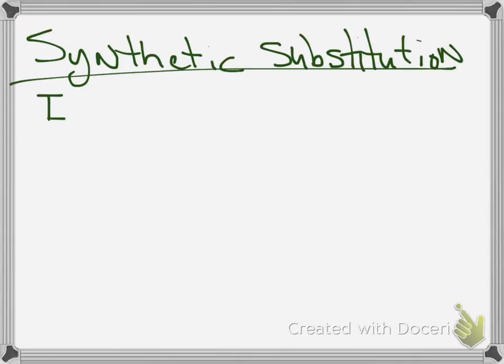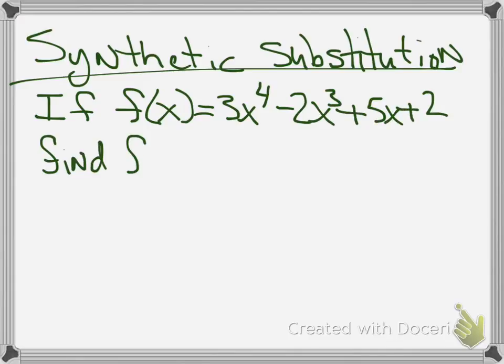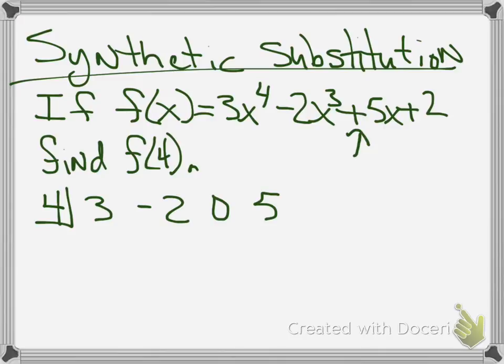For example, if we have a function that states 3x to the fourth minus 2x cubed plus 5x plus 2, find f of 4. Well, okay, yes, I know, you could plug the 4 in place of the x and find the answer. But you could also set it up like a synthetic division. Notice, one, I'm putting a 0 because I'm skipping the x squared, and two, I did not change the sign of whatever's in there under the parentheses. It will go back into that synthetic substitution like that.